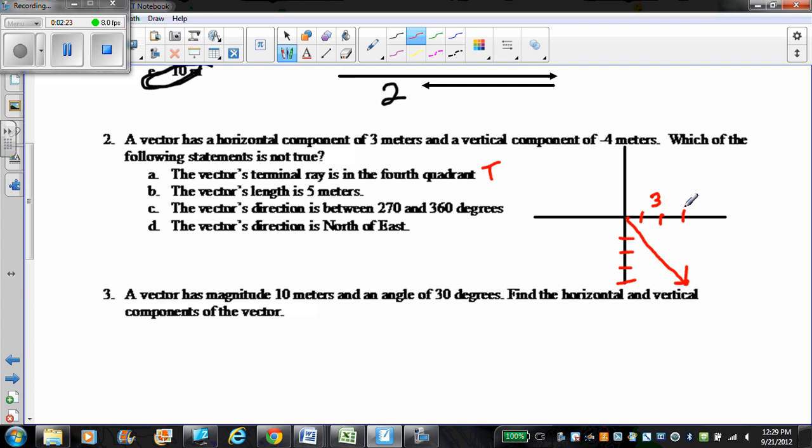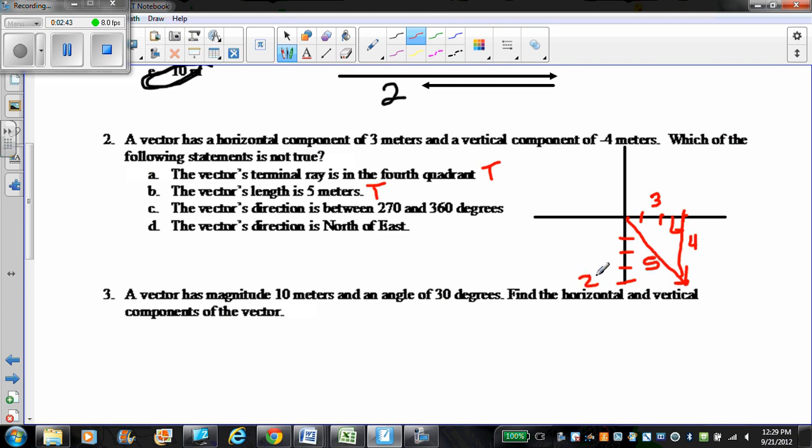That's also true. If I were to do the Pythagorean theorem on this right triangle, I would see that it's a 3, 4, 5 right triangle. So that is also true. You can verify that with the Pythagorean theorem if you like. The vector's direction is between 270 and 360 degrees.